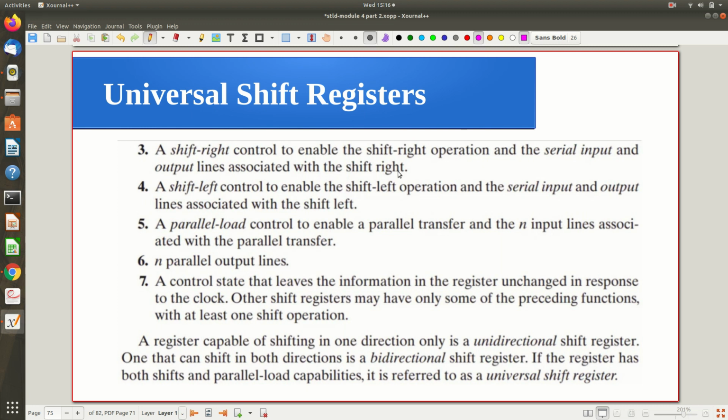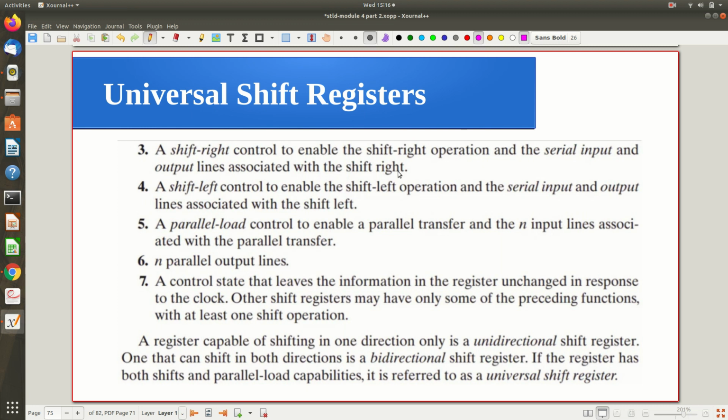Sometimes we don't want to do any shifting or loading, nothing, right? We just want to keep the information as before, right? So that also can be decided by a control line which is saying keep the information as it is, right? So that also we need it. So whether we want to keep the information as it is or shift right, shift left, parallel in, parallel out, everything should be capable of being done, and we need a single register for that.